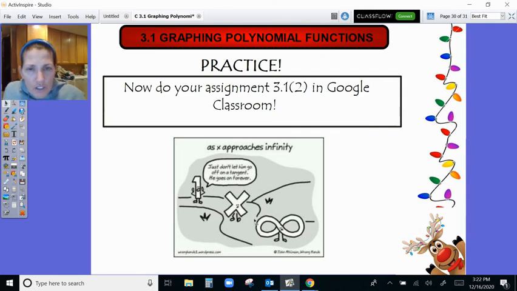And I like a cartoon right here. Here's infinity running away, and X is chasing after him and says, as X approaches infinity, just don't let him go off on a tangent. He goes on forever. Oh, that's hilarious.